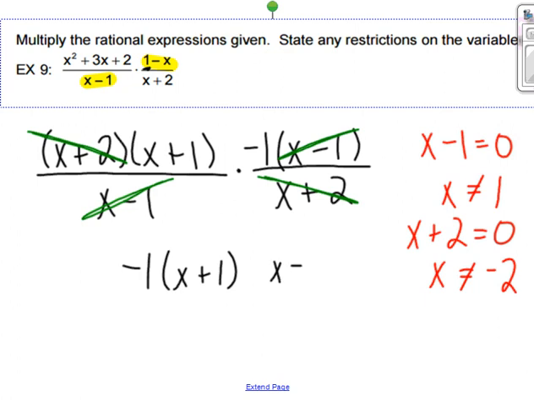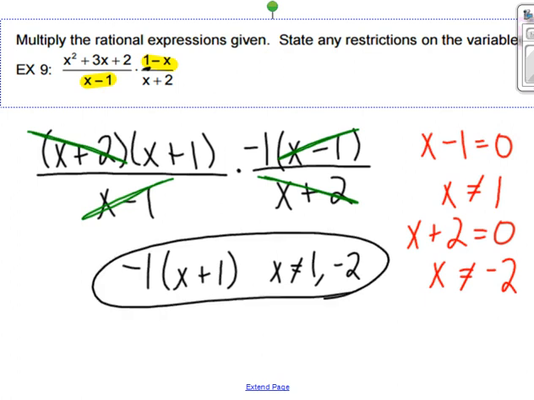And then I'm going to rewrite my domain. So x can't be 1 or -2. That's my answer for that one.